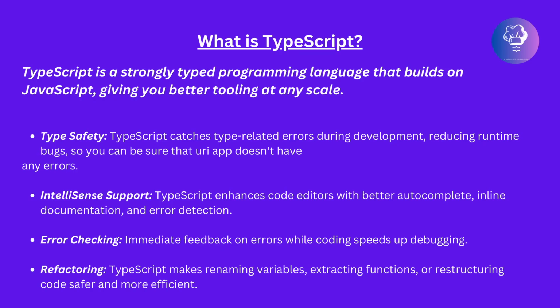Intelligent support means that you can see and catch errors directly and you can have better autocomplete, inline documentation, and error detection. Also, when you are writing code in TypeScript, refactoring works so smoothly because it makes renaming variables very easy, extracting functions, providing examples, and autocomplete for you. So all the code is safer and more efficient for you.